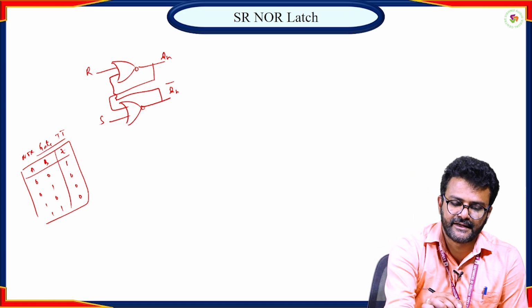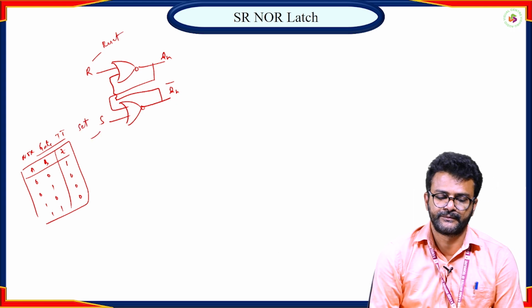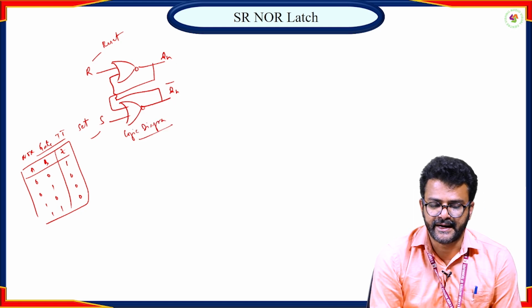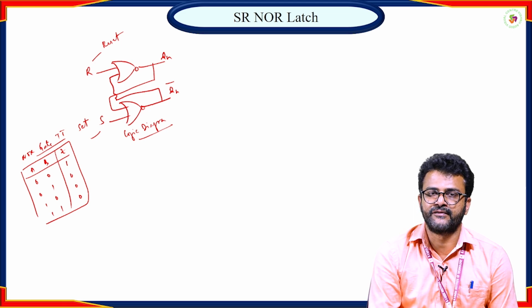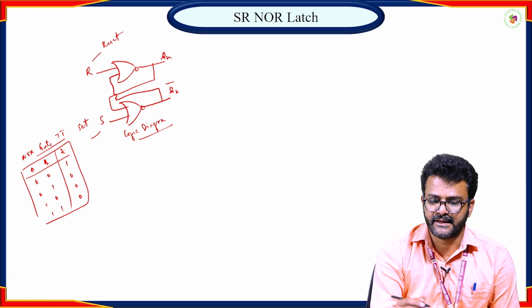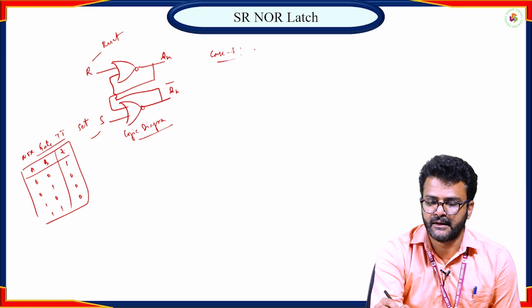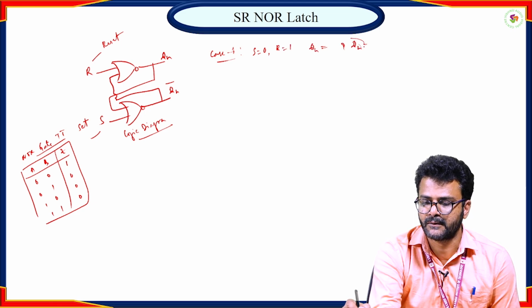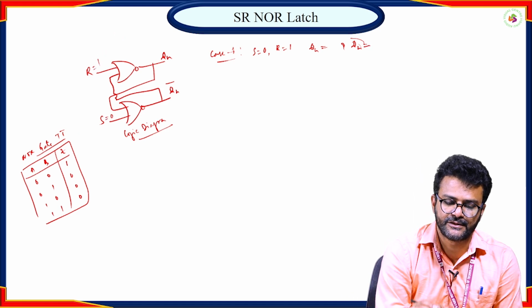In the SR NOR latch logic diagram, R indicates reset and S indicates set. We will check the different combinations of S and R. Suppose we take case 1, where the S value is equal to 0 and the R value is equal to 1, and we check Qn and Qn bar.